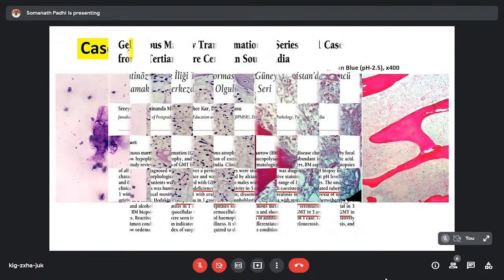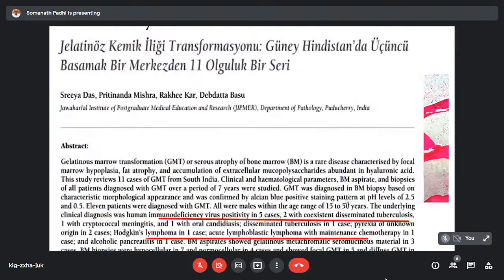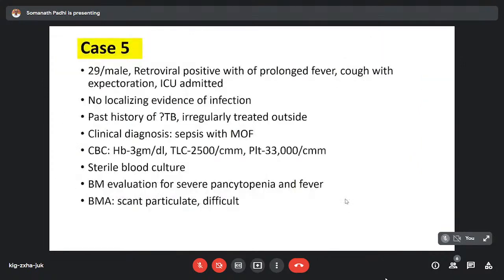Then we reviewed a paper from JIPMER Pondicherry by Sriya Das, Dr. Pritinanda Mishra, Rakhi Kaur and Devadatta Basu. They described gelatinous marrow transformation-like changes in 11 cases, of which HIV positivity was seen in 5 cases, 2 cases had coexistent disseminated tuberculosis, and one had Hodgkin lymphoma. So there are different causes of gelatinous marrow transformation, which is not uncommon, and we should be very much aware of these entities.